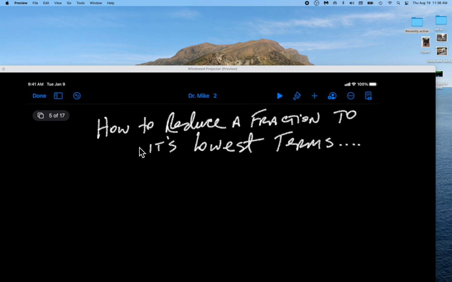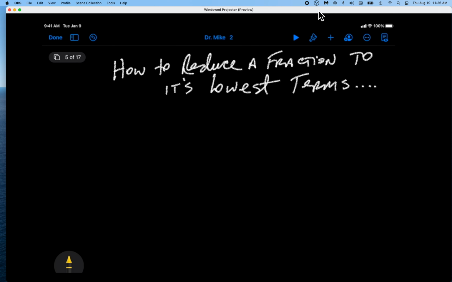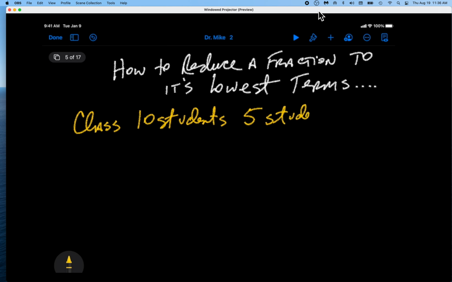Another way to say, to put a fraction into its lowest terms, is to say that we're going to reduce it. So how do we reduce a fraction? Let me give you an example. If I said that a class has 10 students and 5 out of those students play hockey.